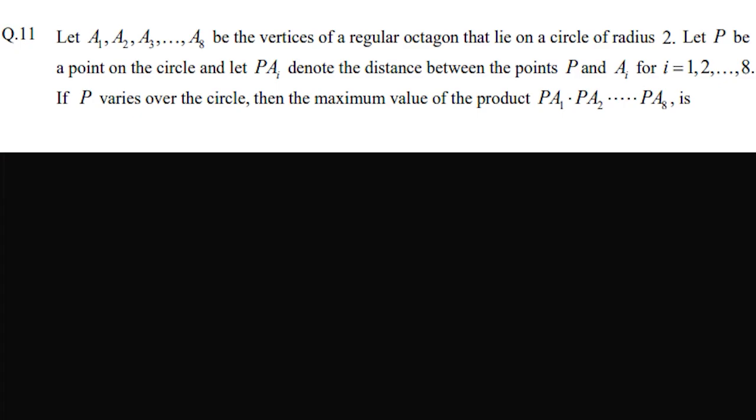Now here the question is, let A1, A2, A3 up to A8 be vertices of a regular octagon lying on a circle of radius 2. Let P be a point on the circle, and let PAi denote the distance between the points P and Ai for i equals 1 to 8. If P varies over the circle, then the maximum value of the product PA1, PA2, up to PA8 is.